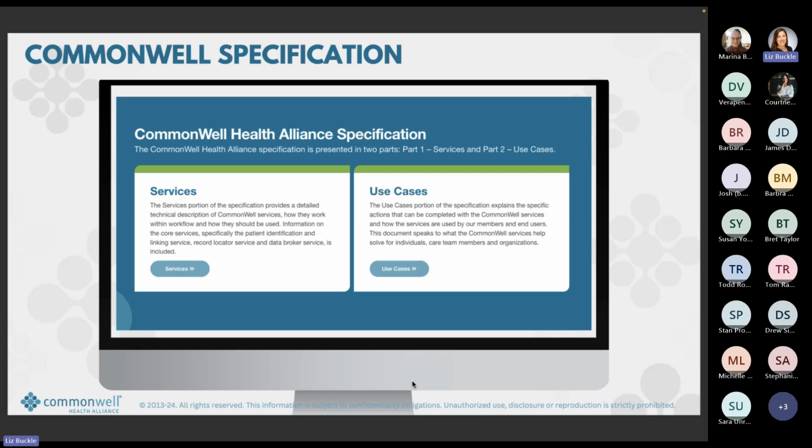And then we also have our use cases, part two of the specification. This is really talking about the what: what can you do? What are the parameters and requirements? It has a little bit more of a policy-like tone to it, and it explains what you can do in order to interact with the network.